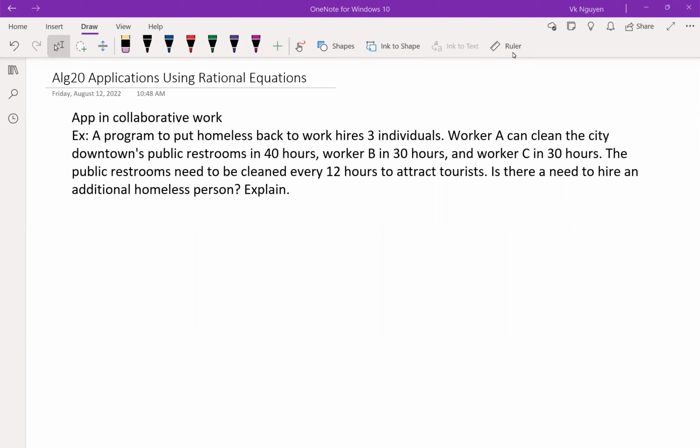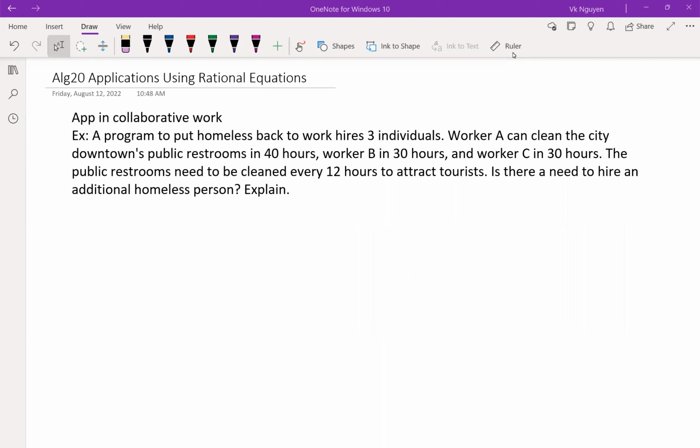Worker A can clean the city downtown public restroom in 40 hours. Worker B in 30 hours and worker C in 30 hours. The public restroom needs to be cleaned every 12 hours to attract tourists. Is there a need to hire an additional homeless person? Explain.